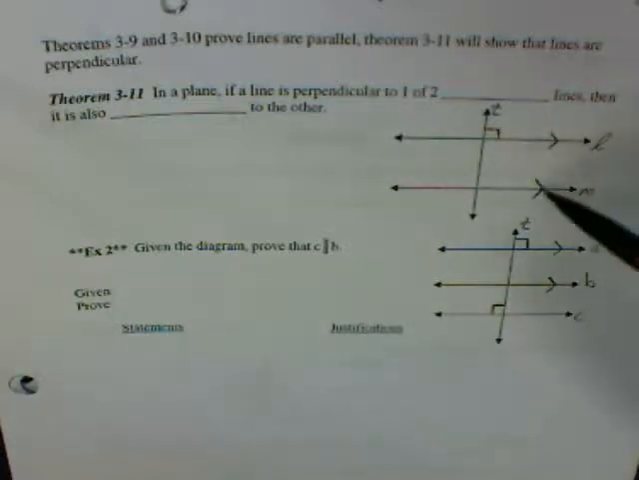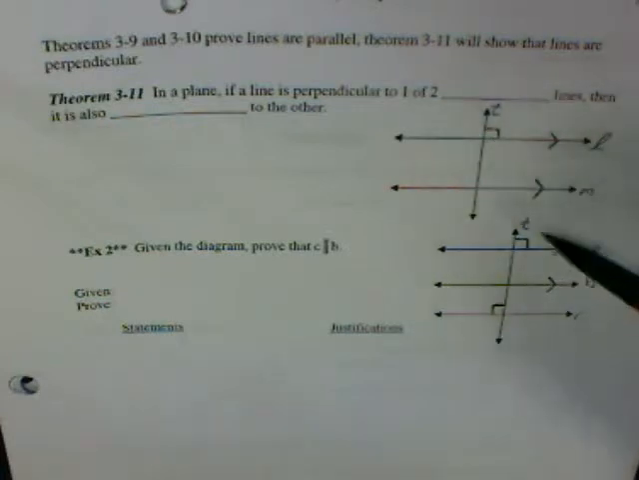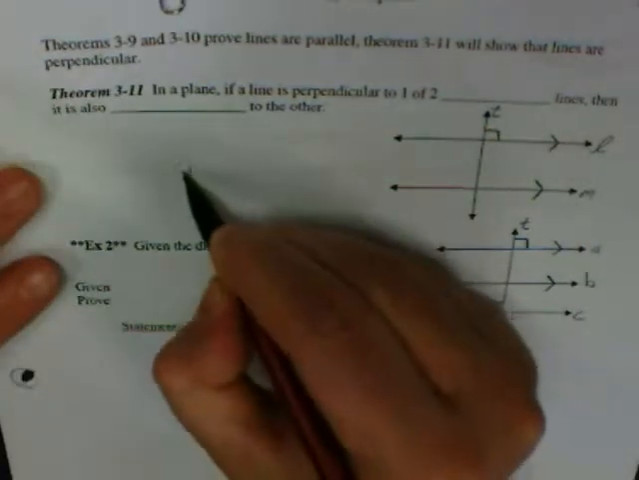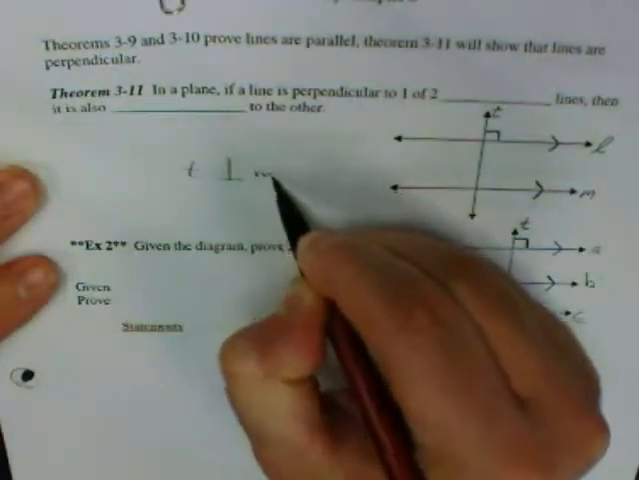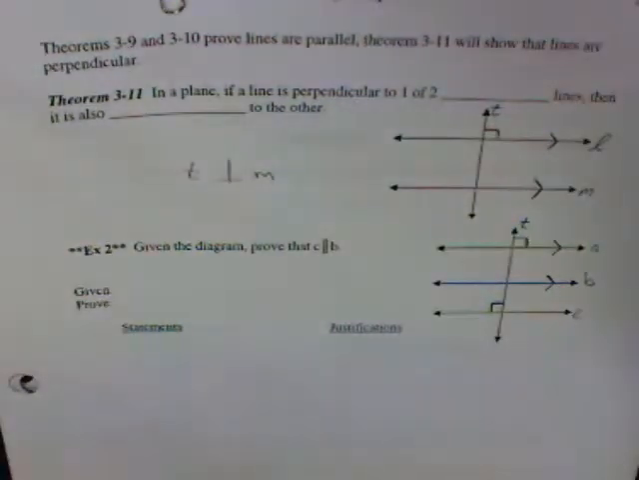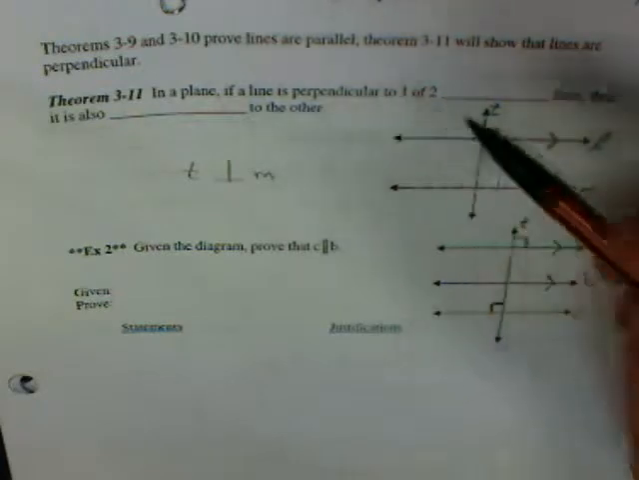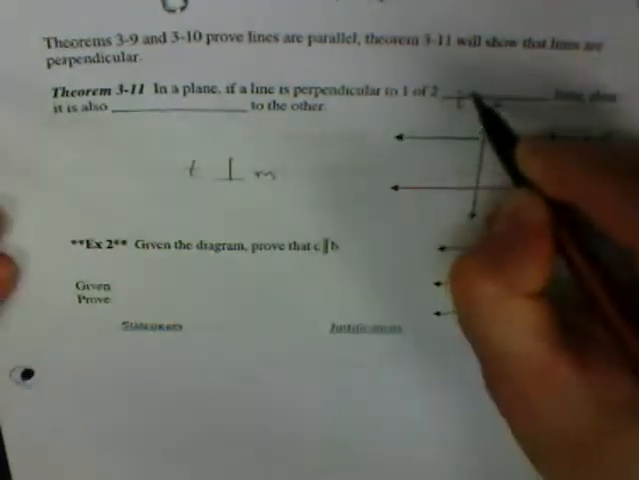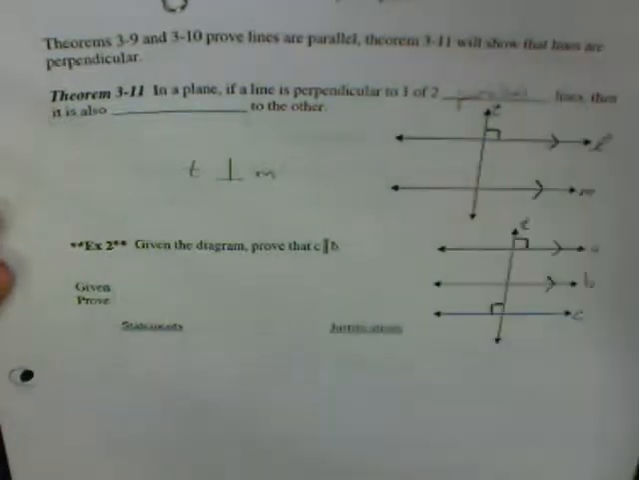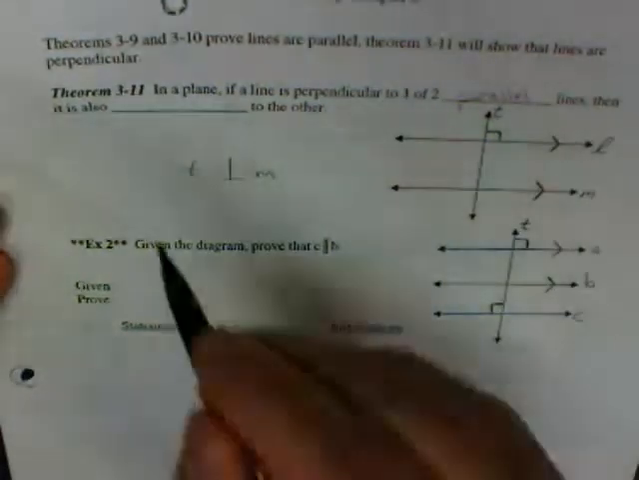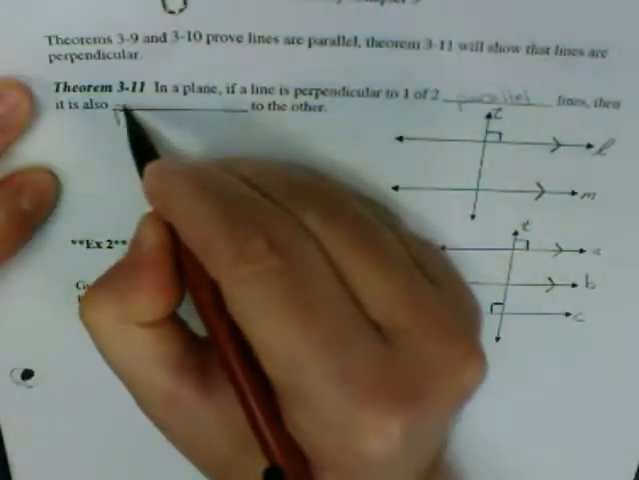So you have a setup here where L and M are already parallel to each other. We know that for sure, and we know that T is perpendicular to line L. Well, the only way that can happen is if T is also perpendicular to line M. So we'll say T has to be perpendicular to line M. And we'll fill in our official blanks here. If a line is perpendicular to one of two parallel lines, then it is also perpendicular to the other.